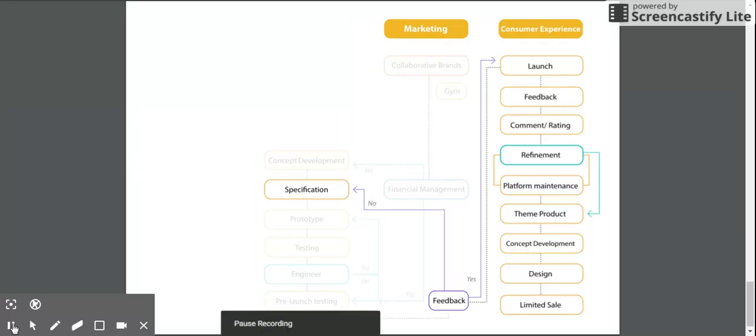And after launching the product, we're going to wait for a few weeks or months to accumulate different comments, ratings, or suggestions, anything like that, from which we're able to refine the whole concept. And at the same time, we must maintain the good quality of the platform.